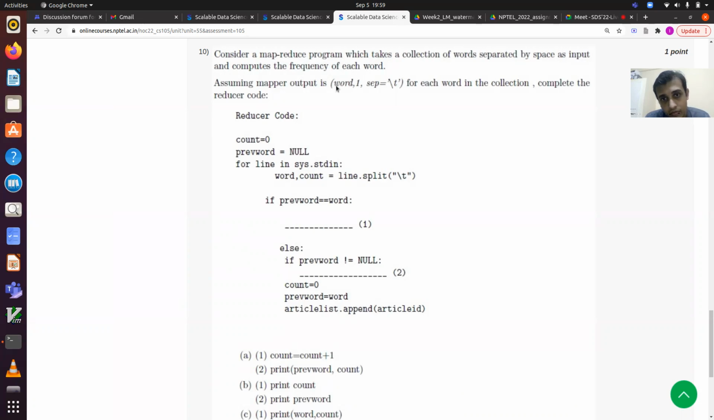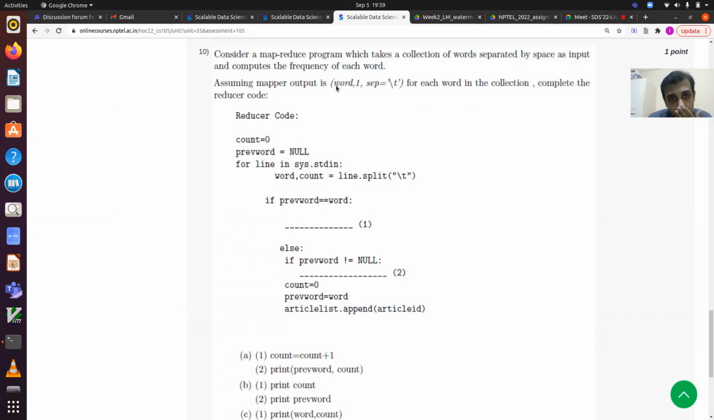Then it's written article list dot append article ID. Where does this article ID come from? Oh, okay. Yes, article list. I think you're right. I think this should not have been article ID. It's okay, leave that. I'm not interested in that.